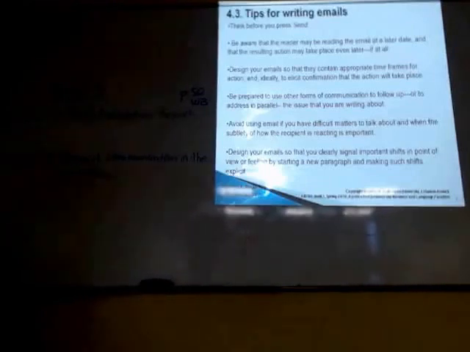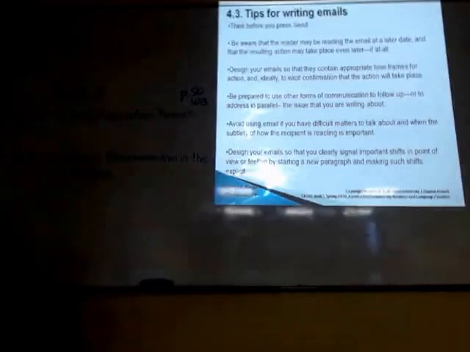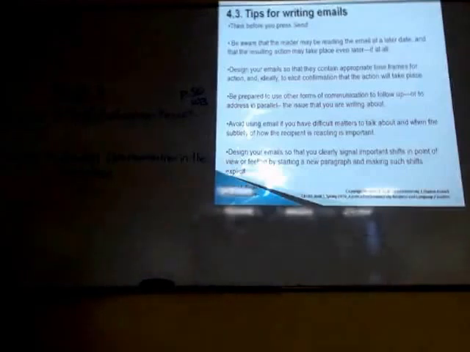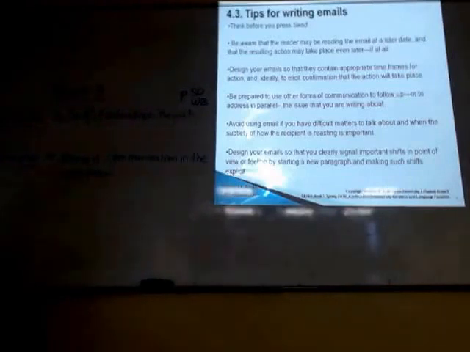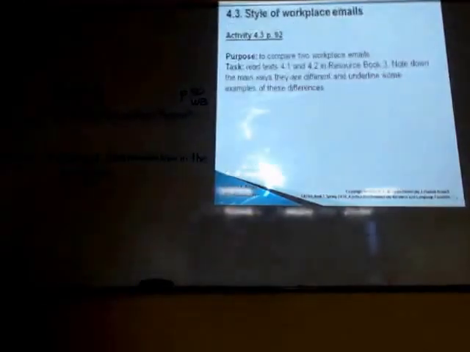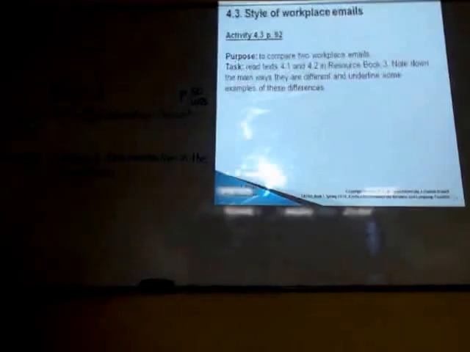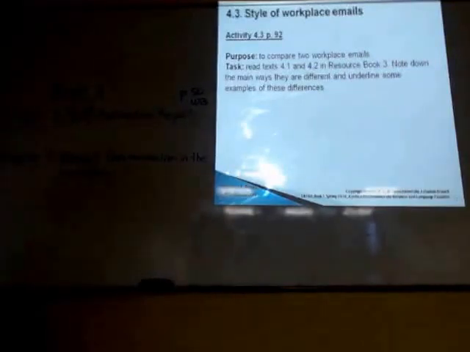The last point here, design your email so that you clearly signal important shifts in point of view or feeling by starting a new paragraph and making such shifts explicit. Like designing any other piece of writing, designing an email, you need to design it. Introduction لحال, إذا عم بحكي عن 3 أفكار كل وحدة لحالها, تبين إن هي فكرة, this is number 1, number 2, number 3, it's clear. As we will see the design of the essay, we will look at the design of the email in a while as well. Okay?